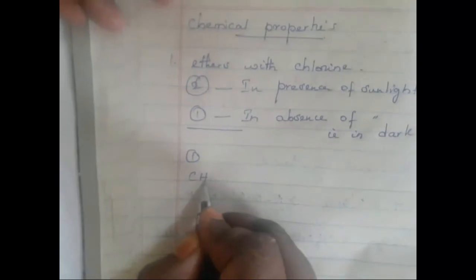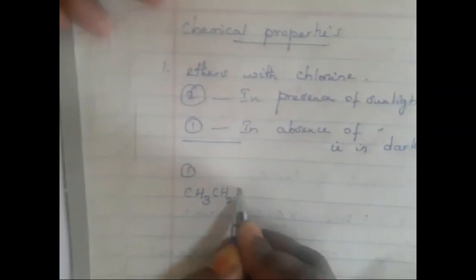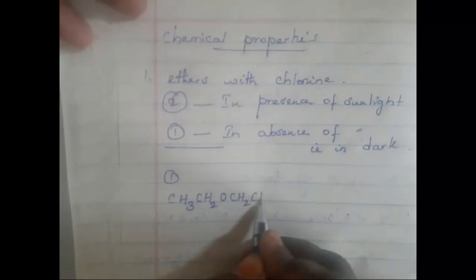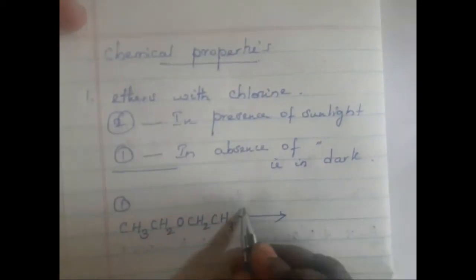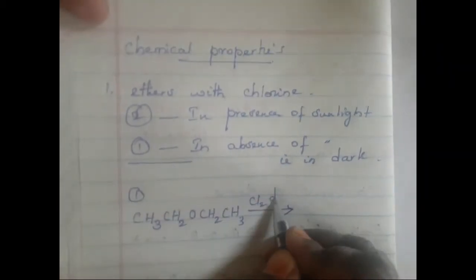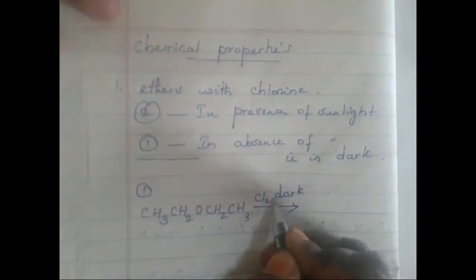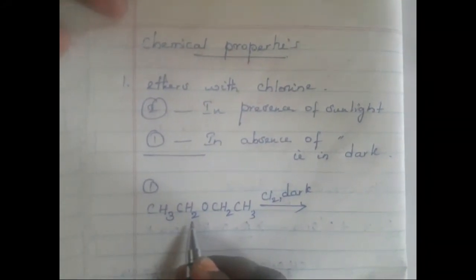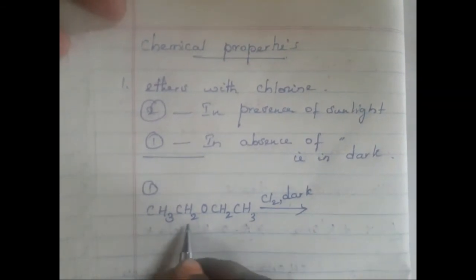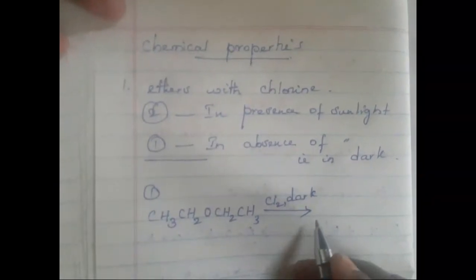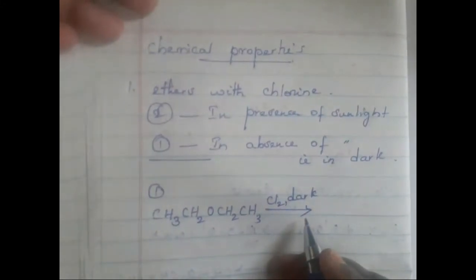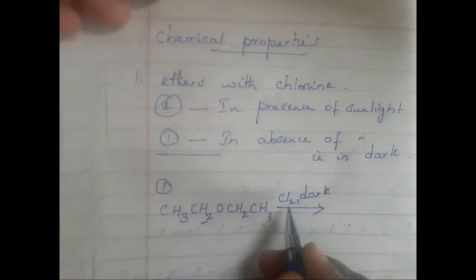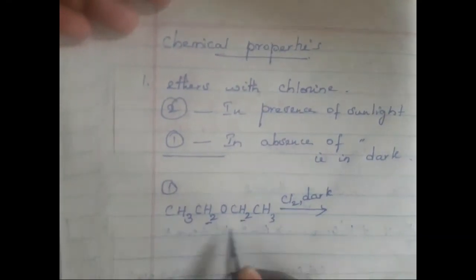Let us see this first reaction. Right? We are going to take a symmetrical ether, CH3CH2OCH2CH3. You all know this. It is diethyl ether. I am going to treat this diethyl ether with chlorine in dark, that is in absence of sunlight. All the alpha hydrogen will be replaced by chlorine atom. It will occur step by step, since it is a substitution reaction. So for this first step, we have to replace one alpha hydrogen by chlorine.